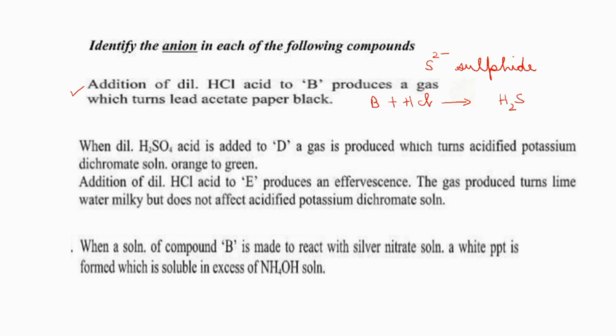Got the answer. Now see this one. When dilute sulfuric acid is added to D, a gas is produced which turns acidified potassium dichromate solution orange to green. From the observation, can you identify what gas is present? That will be sulfur dioxide. Whenever we add a dilute acid to a particular salt, sulfur dioxide gas is evolving out. So, can you identify which anion this salt will be containing? It should be containing sulphite ion, SO3 2 minus. You should write sulphite. Got it? So easy. Read the next one.